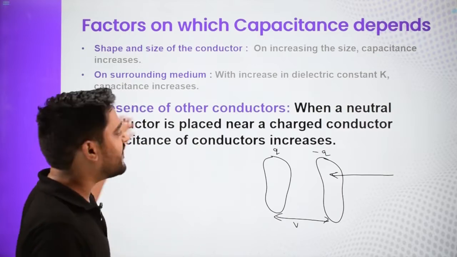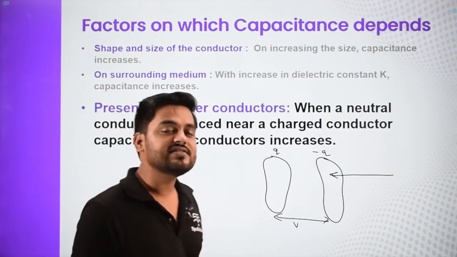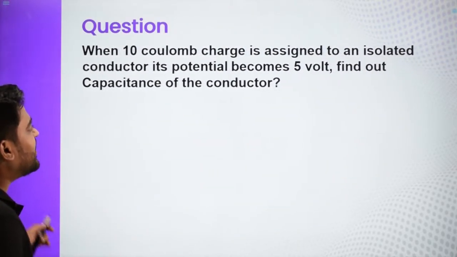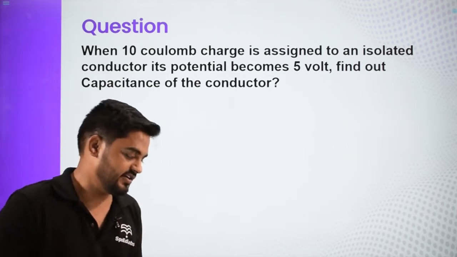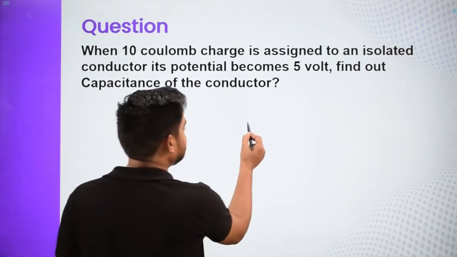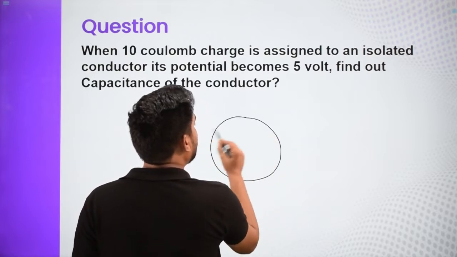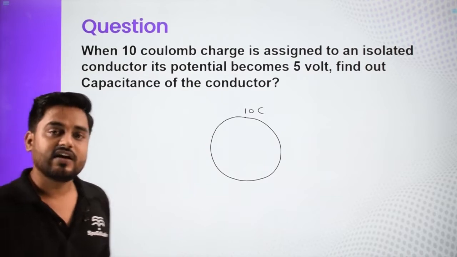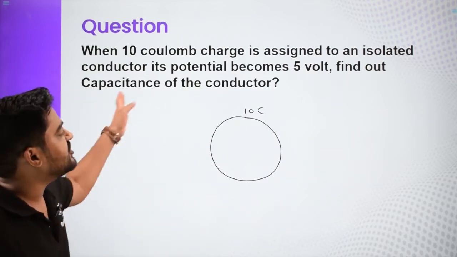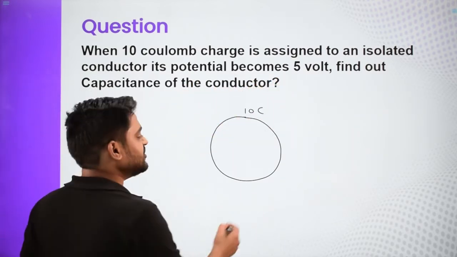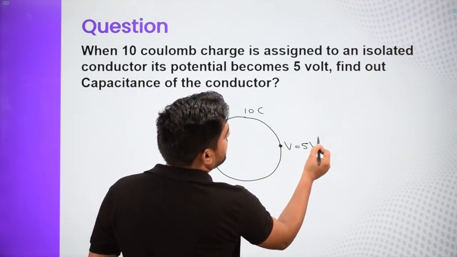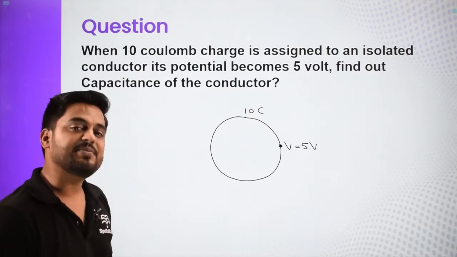So if we bring in another conductor, then basically the capacitance of the entire system increases. Now let us do a question. The question says that when a 10 coulomb charge is assigned to an isolated conductor, its potential becomes 5 volts. So what is the potential of the entire conductor? That is 5 volt. Now they are asking us to find the capacitance of the conductor.